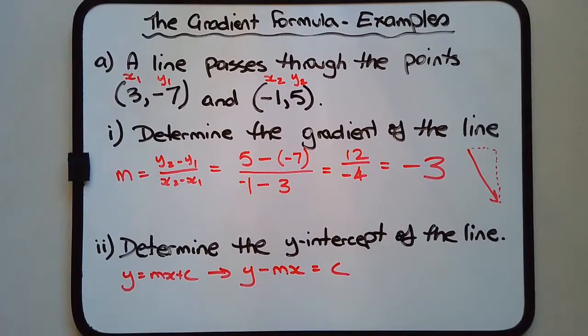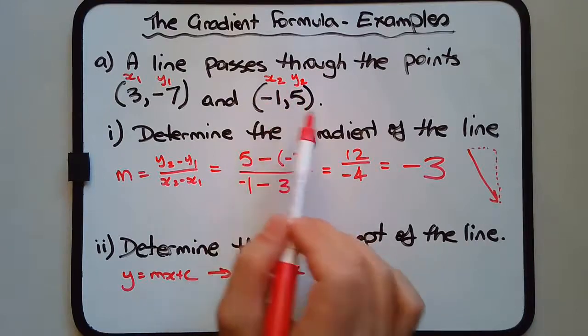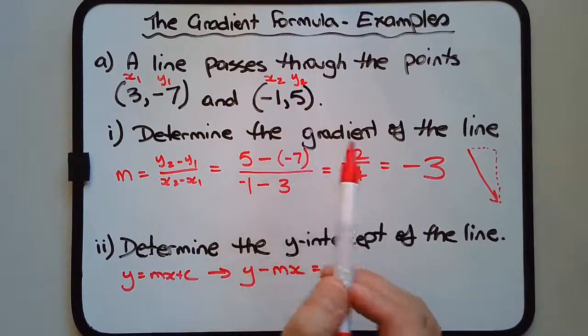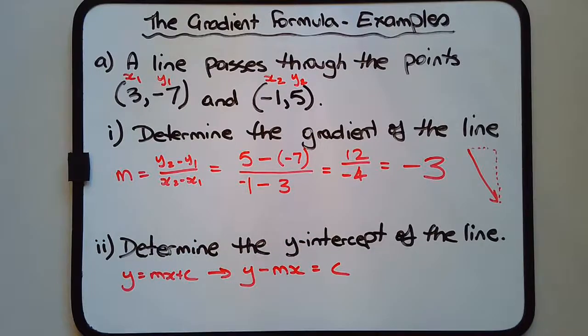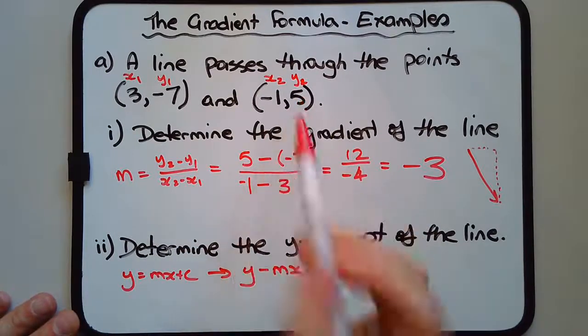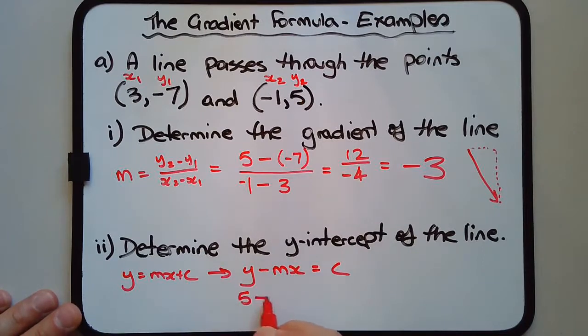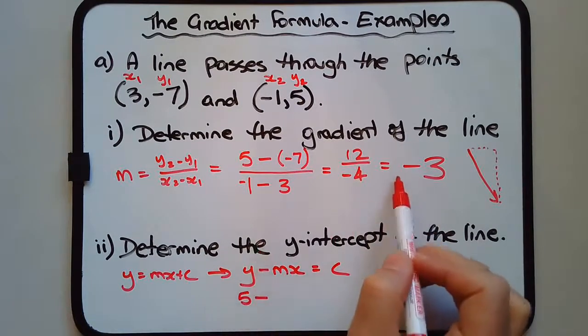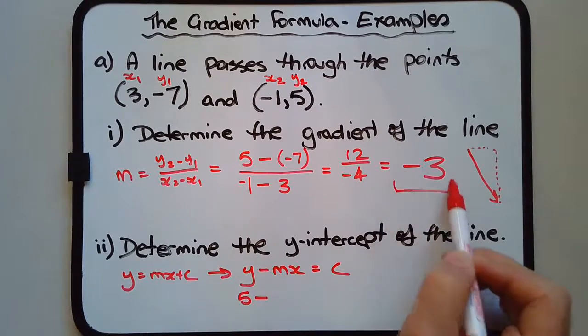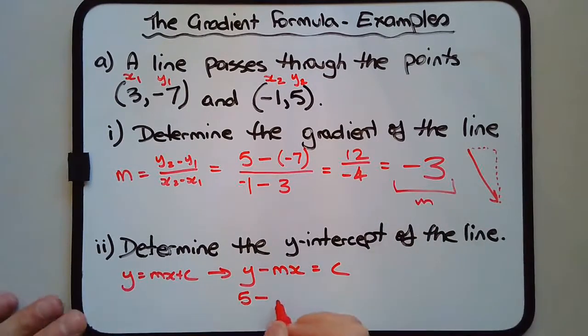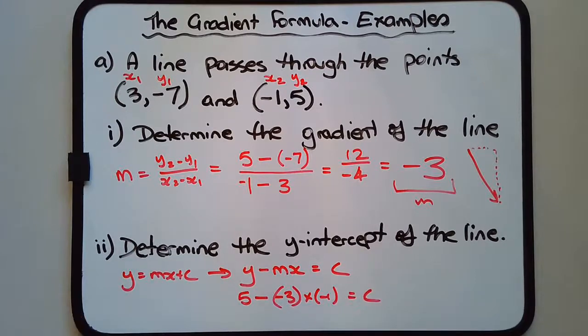It doesn't really matter which point you choose. Let's pick x2, y2, only because the numbers are smaller. They both have negatives in them, so we're not going to escape the negatives. So y minus mx, y is 5, minus mx. What's m? This is our m, that's our m there. So negative 3 multiplied by x, which is negative 1, equals c.